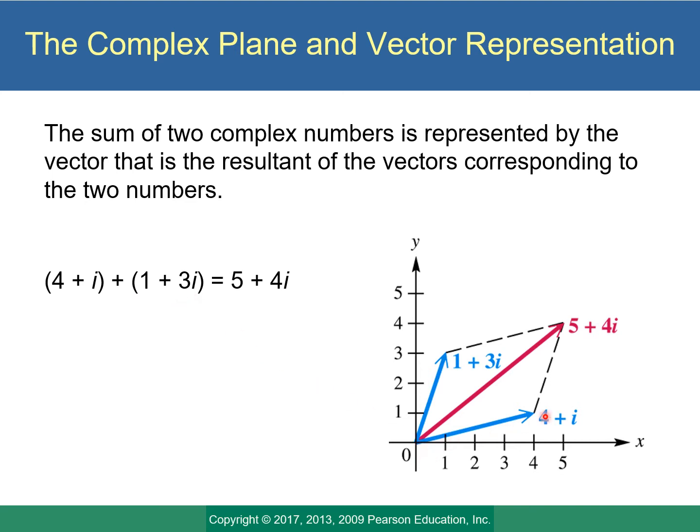The two blue ones are your individual complex numbers represented as vectors, and when you add them, you can use the parallelogram method, where you draw a parallelogram involving the two vectors, and the diagonal through the parallelogram represents the resultant, or the sum. You just add up the components. The real parts, 4 plus 1 is 5, and the imaginary parts, i plus 3i is 4i. Notice you can graph this vector by just going over 5 on the real axis and up 4 on the imaginary axis.